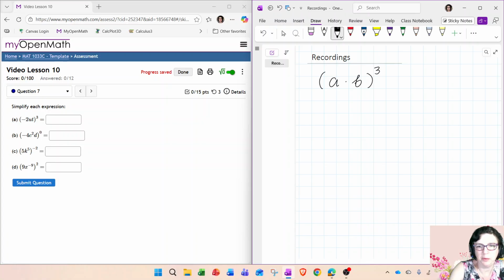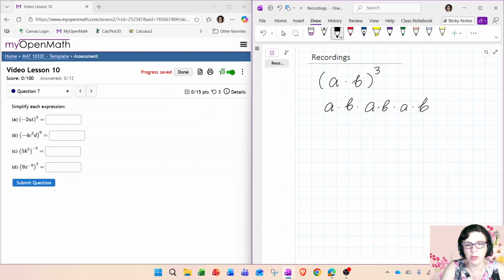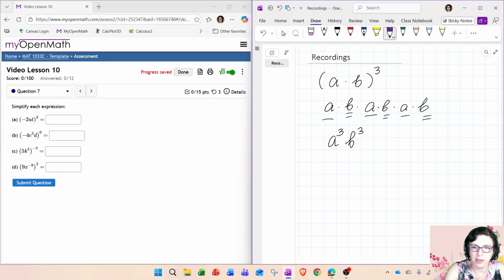That means that you are multiplying a times b 3 times, right? Which means it's going to be a times b times another a times b times another a times b. But what you can see now is that you can combine these a's into one term, which will be a cubed, and then we combine the b's into one term, and that becomes b cubed. But what we could have done right away in the beginning is just taken the 3 and distributed it to each term. And that's what is called the product to power rule. We are distributing that power to each term, and we get a cubed multiplied by b cubed.